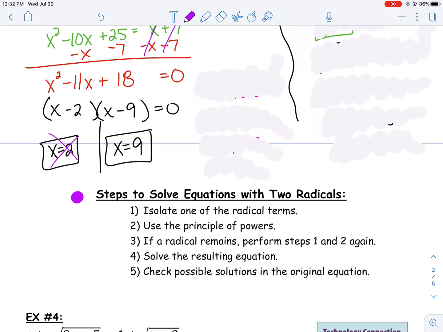It's not a real solution that works in the equation. We get it, but it doesn't work. So what about 9? Let's take 9 and plug it into our original to see if it works.